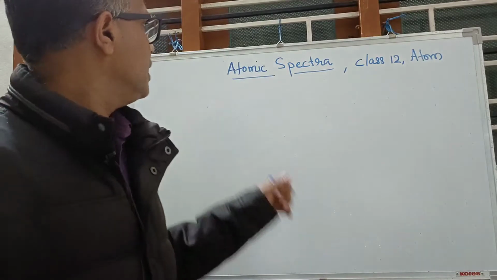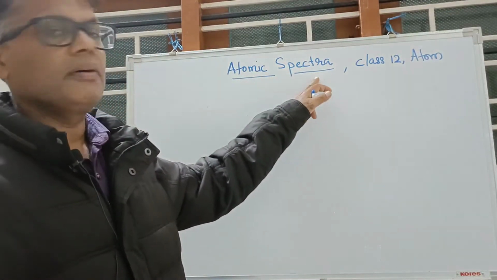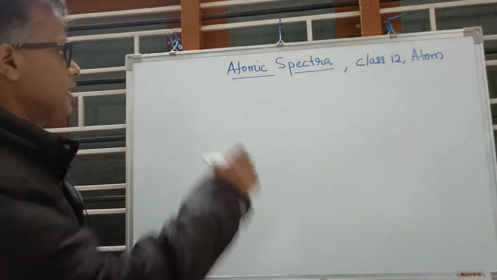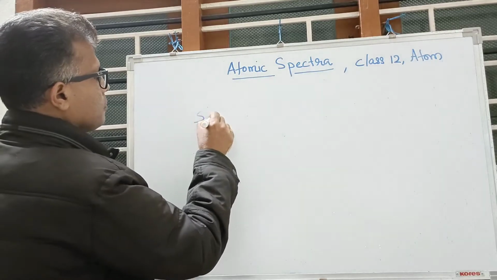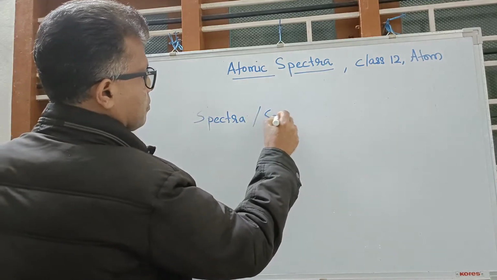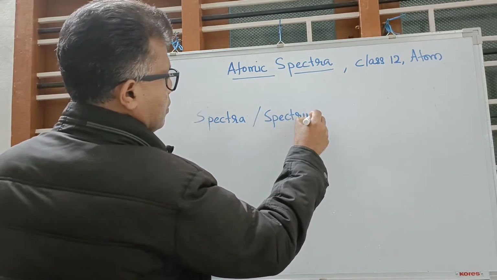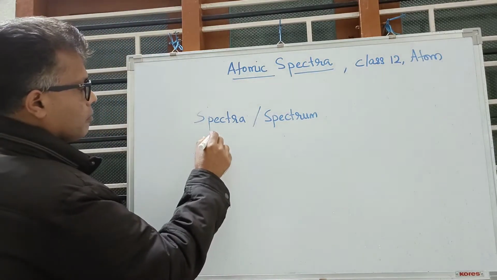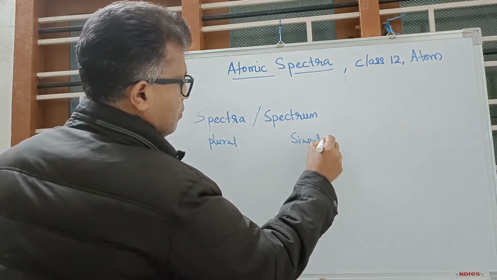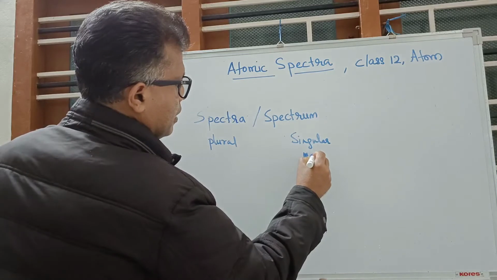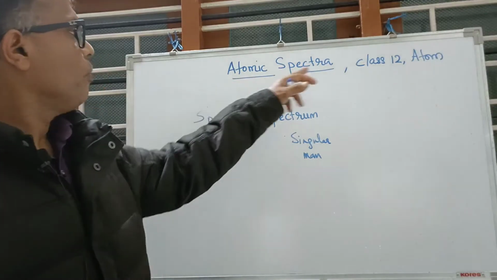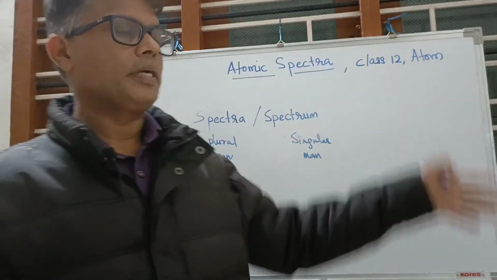So first we will study what atomic spectra is. Do you know the difference between spectra and spectrum? Spectra is plural and spectrum is singular. Like man is singular and men is plural. Same like spectra. Atomic spectra explains many spectra, while for one atom there is one spectrum.